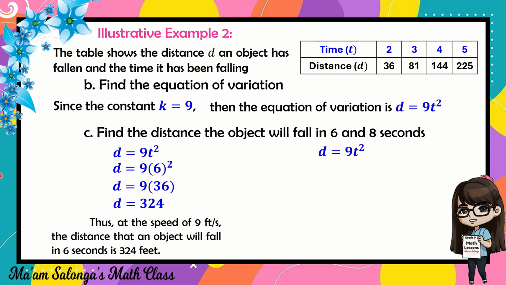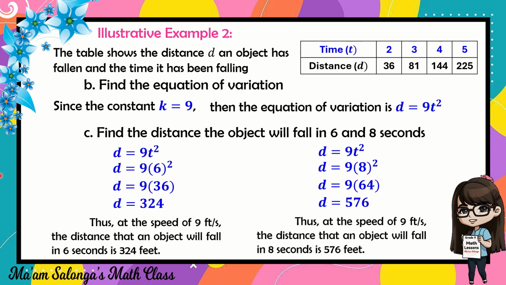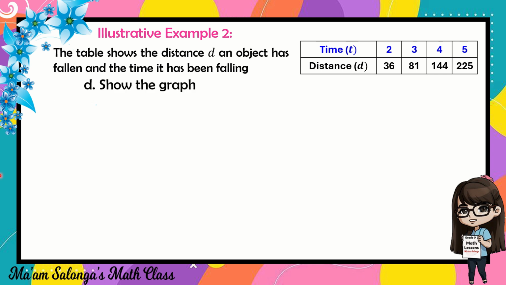So let's substitute it to the equation of variation. We have now d is equals to 9, 8 squared. 8 squared is 64. So 9 times 64, that is 576. So therefore, at the speed of 9 feet per second, the distance that an object will fall in 8 seconds is 576 feet. Next, let's show the graph.